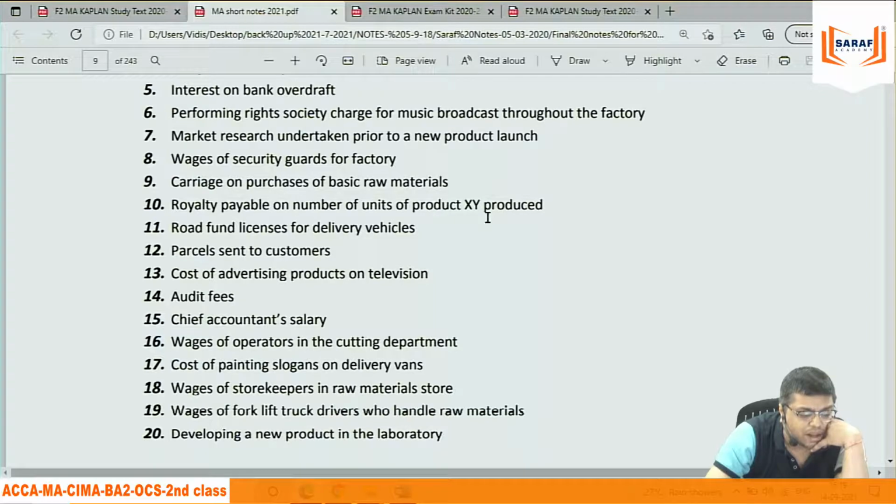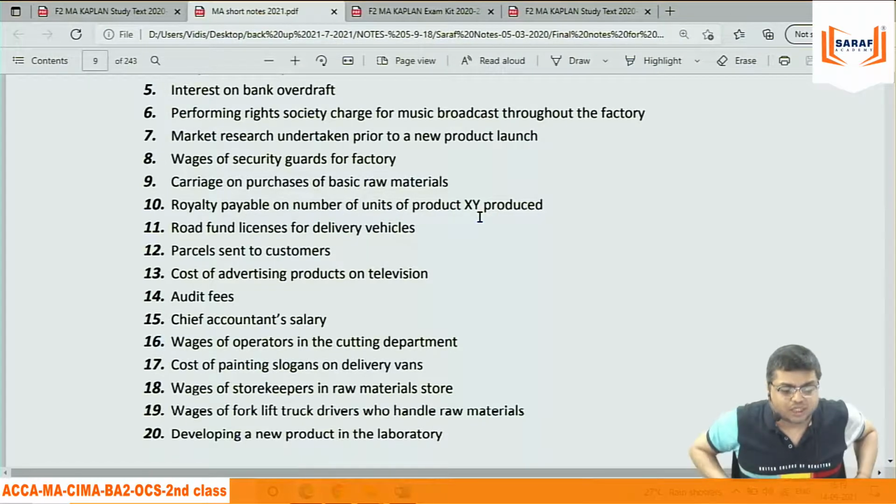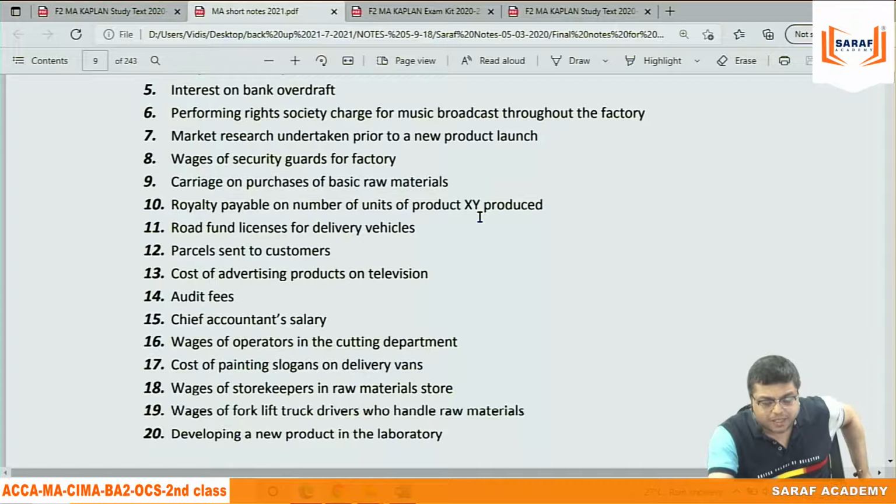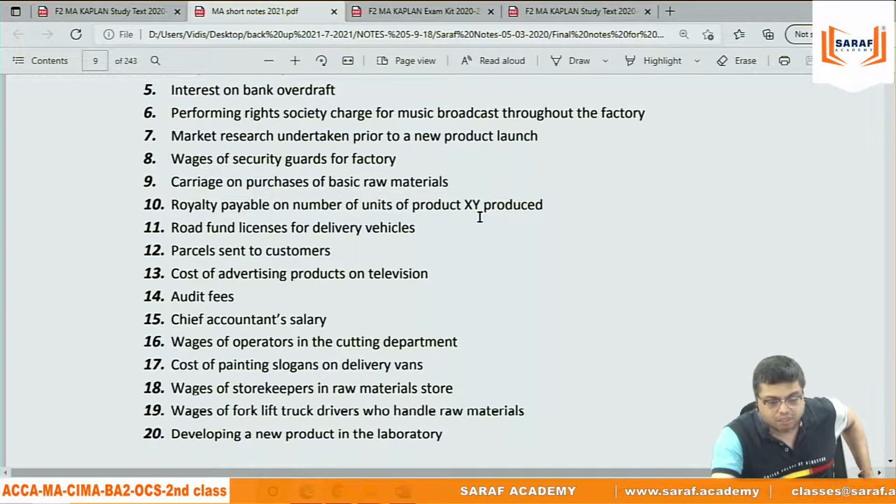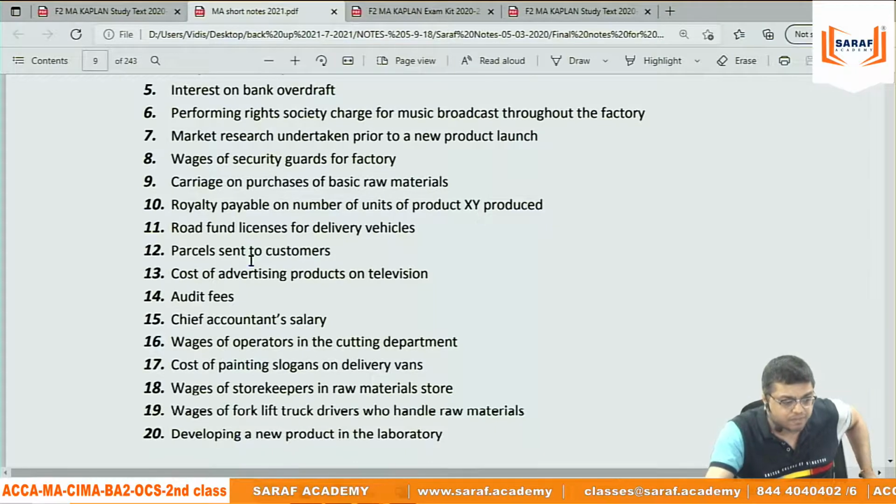Royalty payable on number of units of product XY produced. When you produce, you need to pay the royalty. It is a direct expense, not direct material, not direct labor, but it is a direct expense. Royalty on production is a direct expense. Royalty on sale is a selling cost. If you need to pay royalty on sale, it is a selling cost. But if you pay the royalty on production, it is a production cost, direct expense.